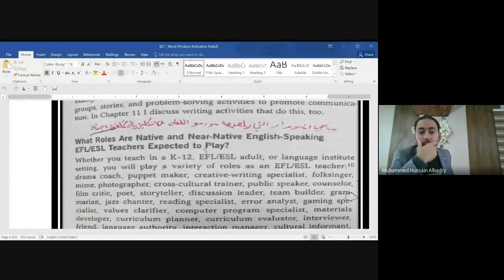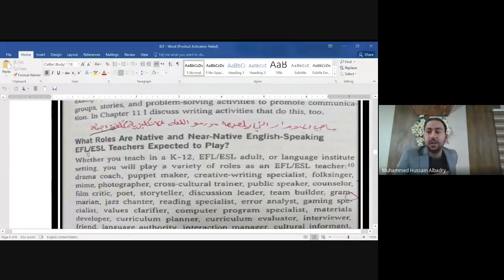What are the roles? What is the role of native or near-native English speakers, maybe we are considered as near native, EFL, ESL teachers? As I said, EFL means English as a foreign language.